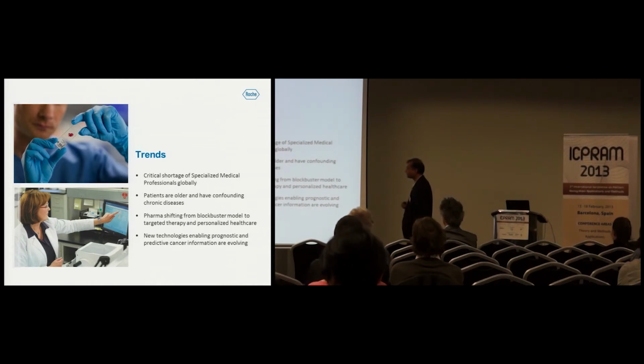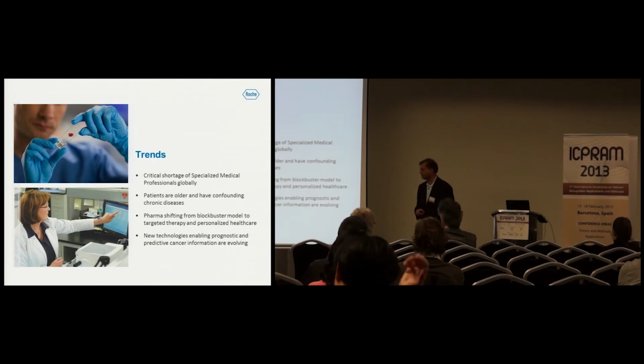We also have an aging population. Patients are afflicted only at an older age, and this is causing other types of complications because at that age you already have other types of chronic diseases which confound each one of the other diseases.